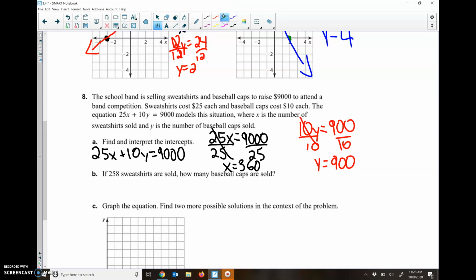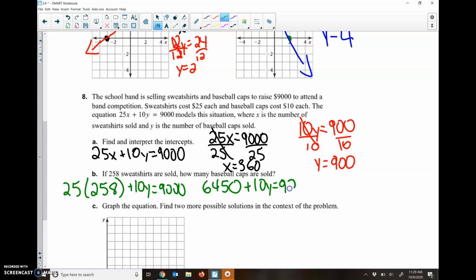So this next problem says, if 258 sweatshirts are sold, how many baseball caps were sold? Okay, so somewhere in the middle, not just all of one. So I know sweatshirts are $25 each, so I'm going to replace the x with 258. So x is gone, I'm going to put the 258 there, plus 10y equals 9,000. Once I multiply 258 times 25, that means I sold $6,450 worth of sweatshirts. So 6,450 plus 10y, I still don't know how many baseball caps I sold, equals 9,000.